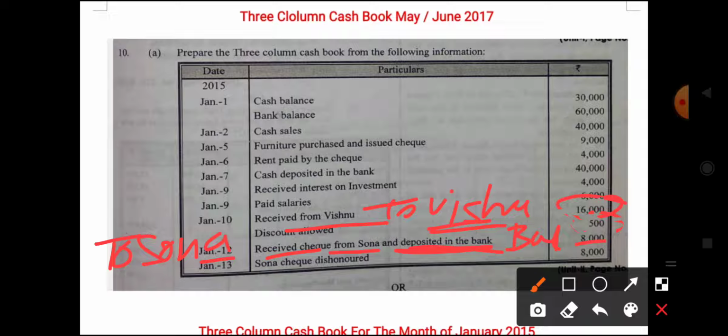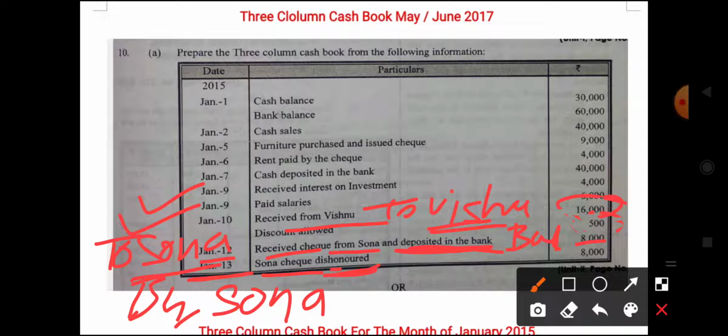Okay, next, on 13th they are saying Sona check dishonored. Sona check has been dishonored. When the check is received you wrote to Sona. When it is dishonored we need to write by Sona, as there are no funds in Sona's account. So the Sona check was dishonored. It goes on the credit side, because when received we wrote it on the debit side. By Sona amount will be in bank column, the same 8000 rupees check.